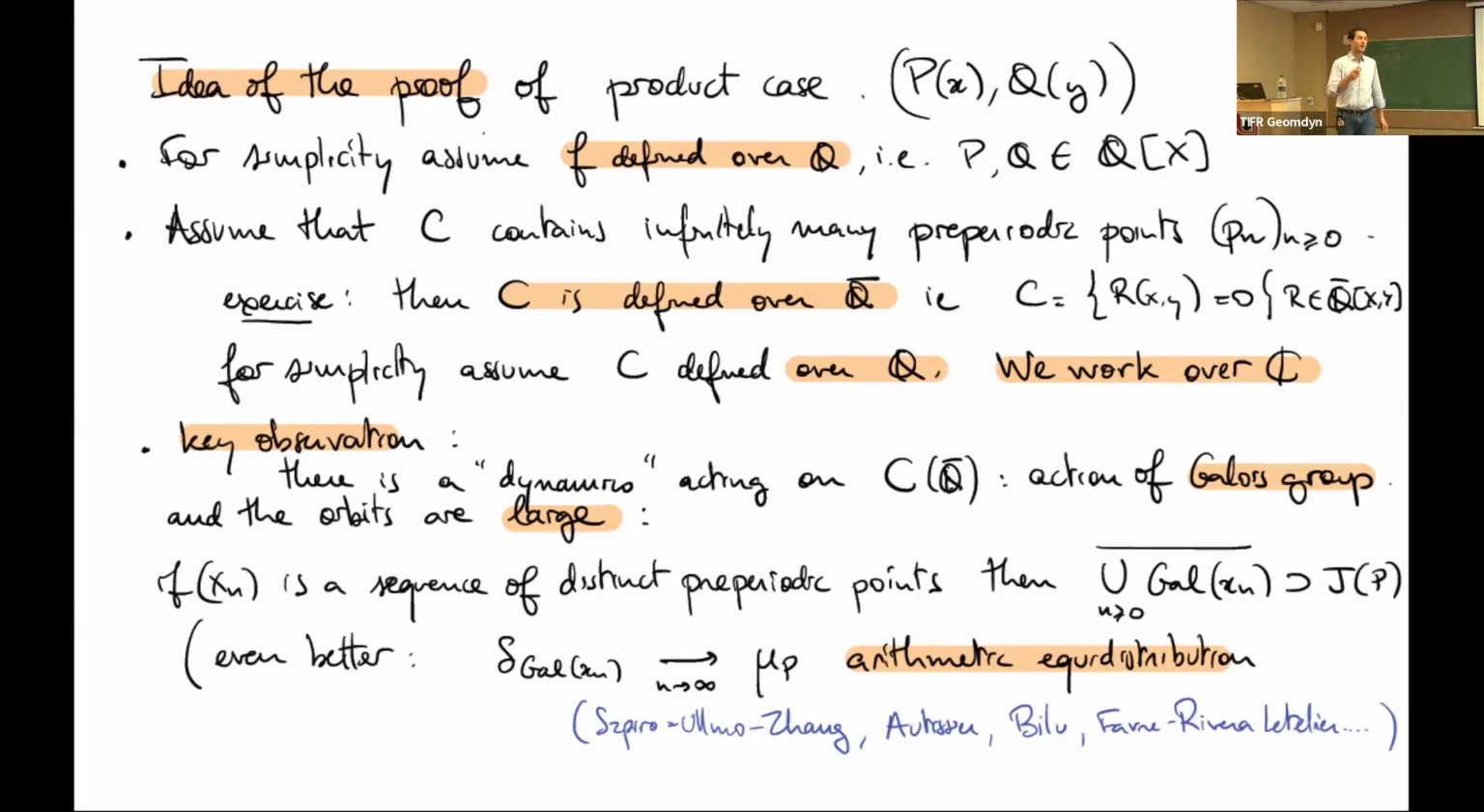So the Galois orbits are large. That's a very important idea. And actually, they're topologically large, but what is even more important is that they equidistribute when you make n go to infinity.